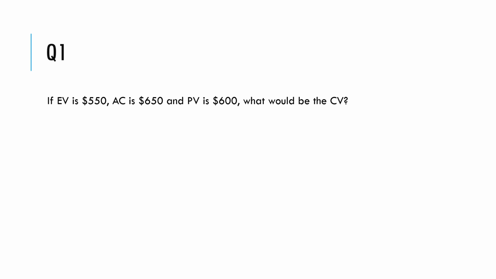If EV is 550, AC is 650, PV is 600, what would be the CV? Now, EV, as we all know, is earned value. AC is the actual cost. PV is the plan value, while CV is the cost variance that you need to find out. Let's look at the options. 50, minus 50, 100, minus 100.